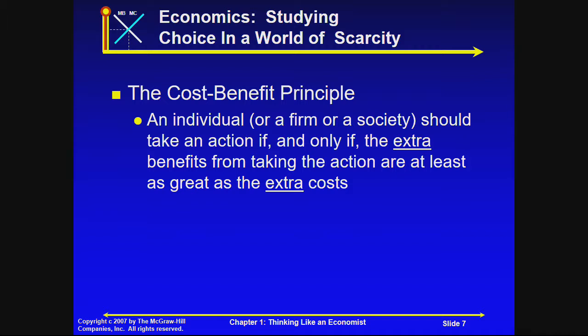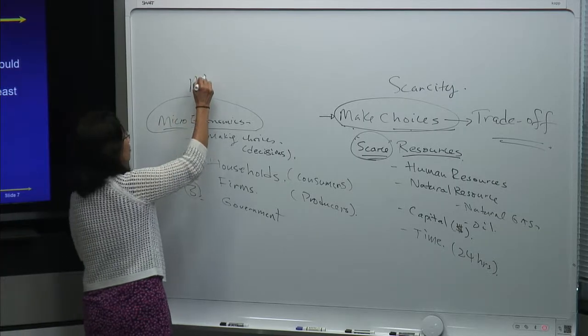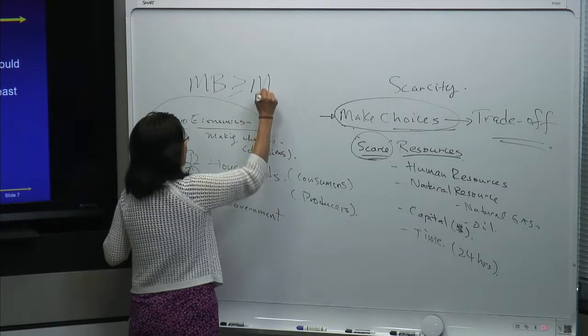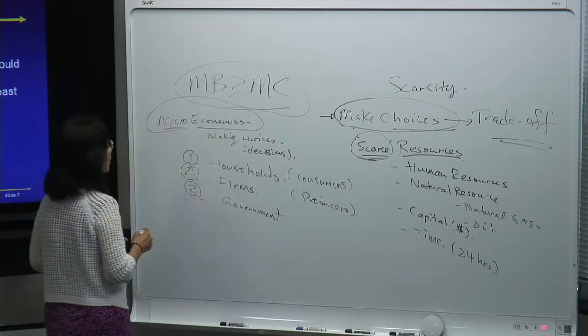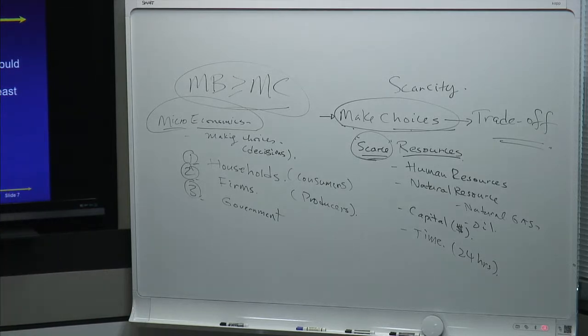So then it brings us to the principle known as the cost-benefit principle. What is it? This is applied to an individual. It could be a firm or society. Again, three of these decision makers. They should take an action if and only if the extra benefits from taking the action are at least as great as the extra cost. If you write down an equation, it will look like this: your marginal benefit must be greater than or equal to marginal cost. Then you engage in a certain activity.